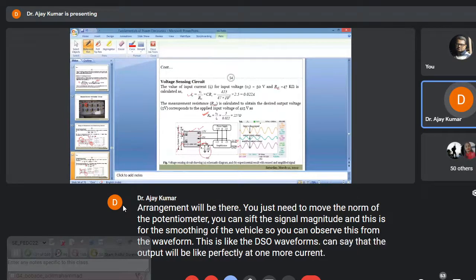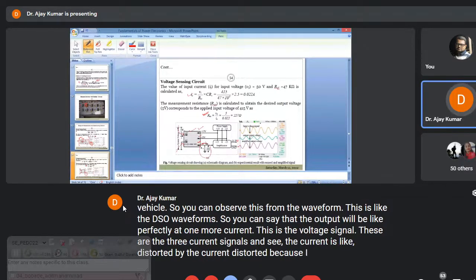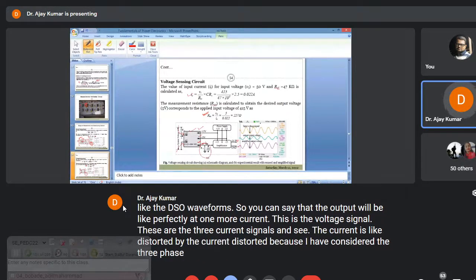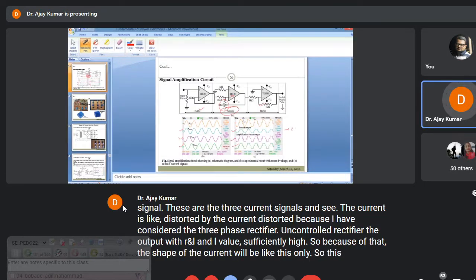Current, this is the voltage signal. These are the three current signals. And see, the current is like distorted. Why is the current distorted? Because I have considered the three-phase uncontrolled rectifier at the output with R and L, and the L value is sufficiently high. So because of that, the shape of the current will be like this only. So this shape will be like having THD 28%.